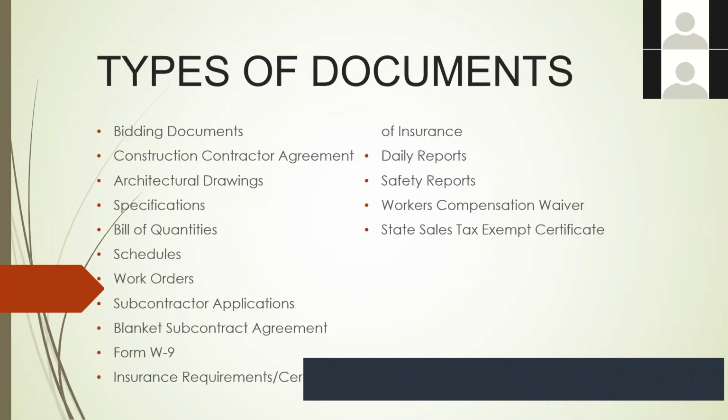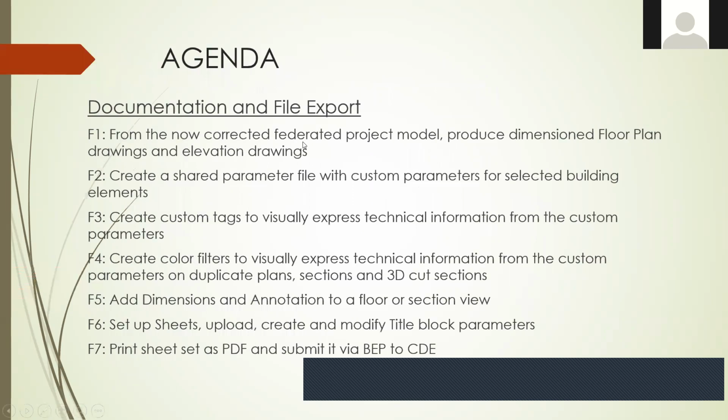There are different types of documents in construction documentation. Bidding document, construction contractor agreement, architectural drawings, then specification, bill of quantities, schedules, work orders, and so on. Here we are discussing only the project deliverables, mainly the documentation drawings. The architectural, structural, mechanical, electrical, plumbing, all the different discipline drawings will be explained, and the other parameters will be explained. So the agenda of this session is documentation and file exporting.